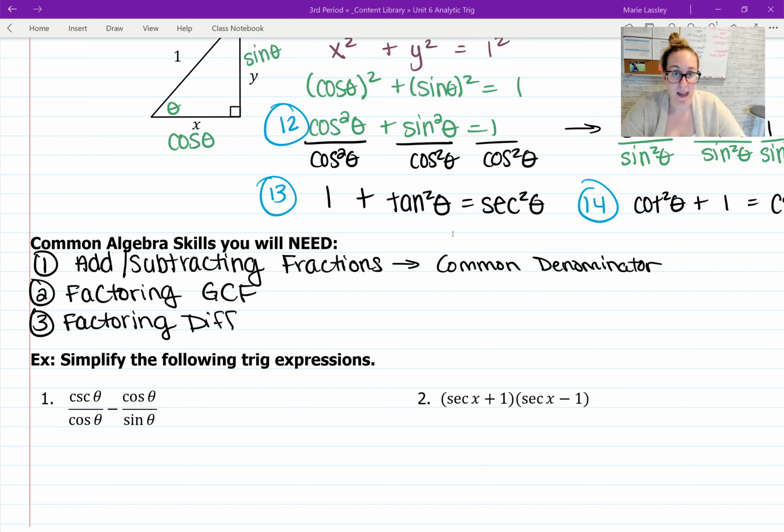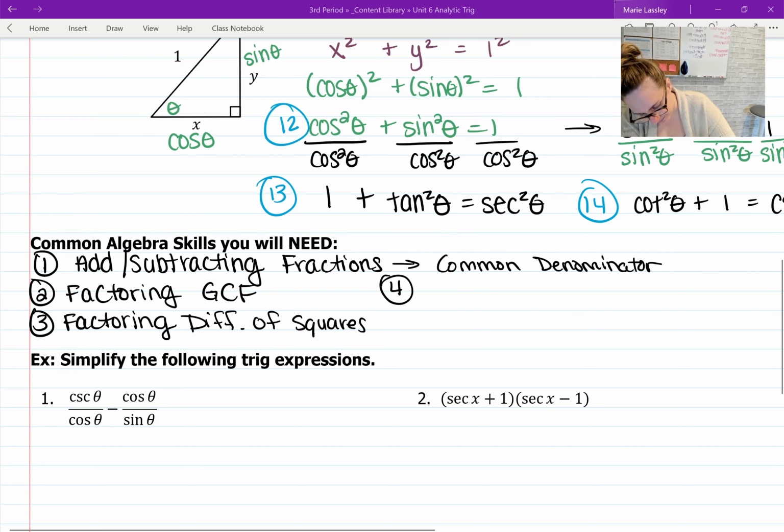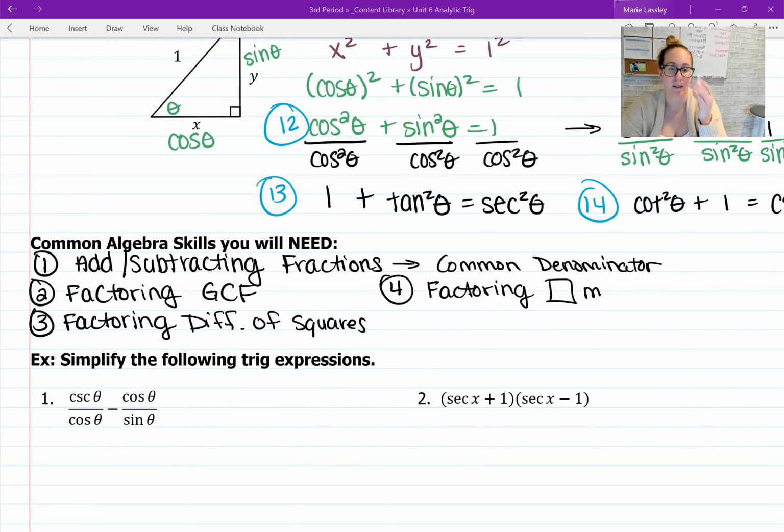All right, if you forgot what that means, Google it. You're going to have to know how to factor with difference of squares. The fourth one you're going to have to be able to do is just box method factoring. All right, we're going to do a lot of factoring. As you can see, we got 3 types of factoring here. We're going to be doing all the factoring.